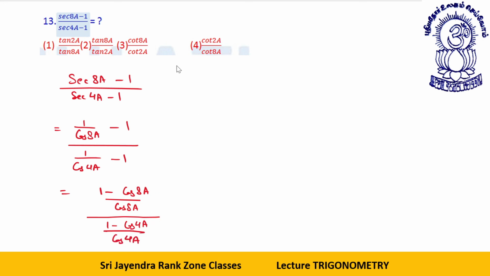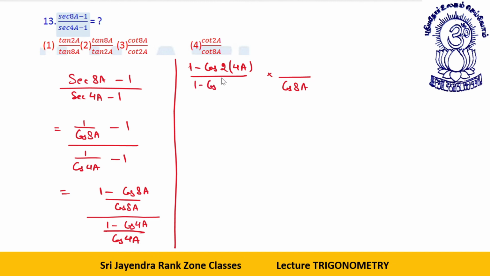Okay, so I will continue from here. This is like 1 minus cos 2 into 4a, 1 minus cos 2 theta, and cos 8a comes over here. Then this is 1 minus cos 4a, 2 into 2a, divided by cos 4a. This cos 4a will come over here. I'm giving you a bit of time to gather what I have done so far, before I proceed further.